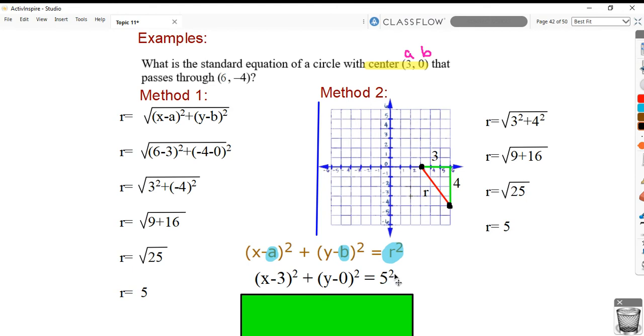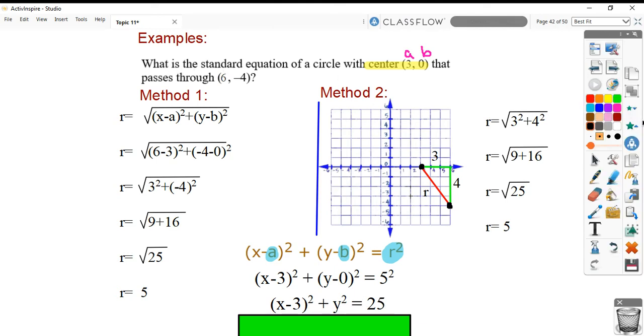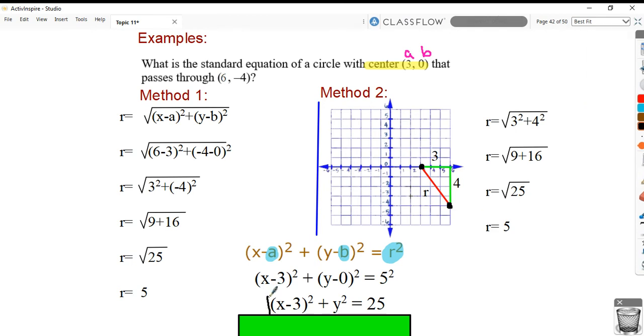Now, here's a question for you. 5 squared, that can be simplified. Yes, that can turn into 25. Here's another question. If you subtract 0 from y, does that actually do anything to change y? And the answer is no. So we're actually going to drop out this minus 0 part and just make it y squared all by itself. So we end up with x minus 3 squared plus y squared equals 25. That right there is your answer. That is the equation of the circle.